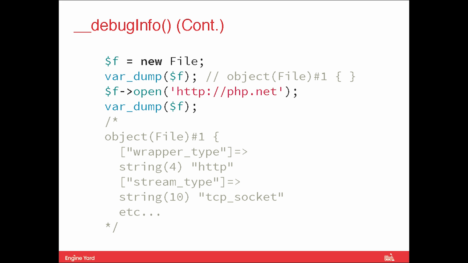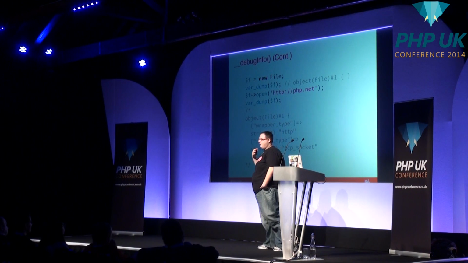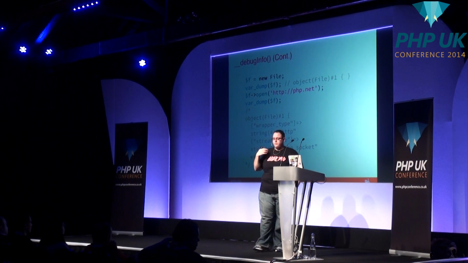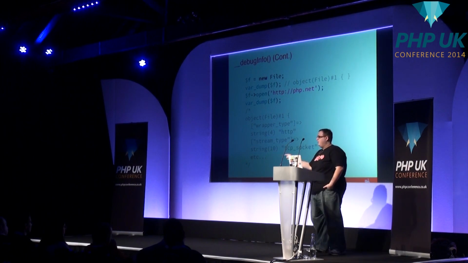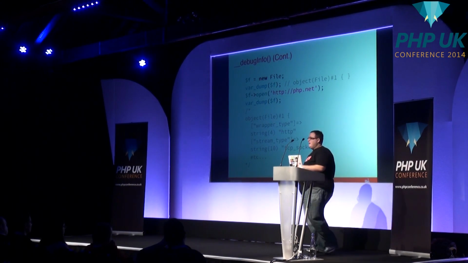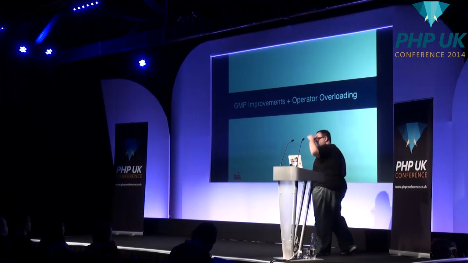So if you have, for example, an ORM that does interpolation of variables for prepared queries, you could, when you dump, actually output the finalized query as opposed to here's the placeholders and the values. So debug info is kind of cool. Any questions so far?